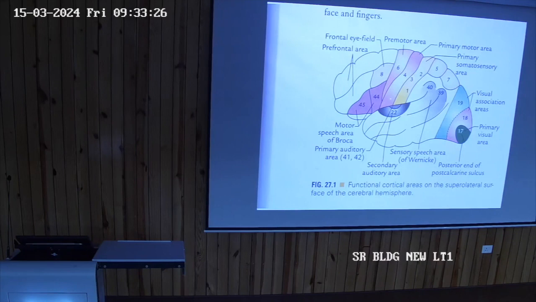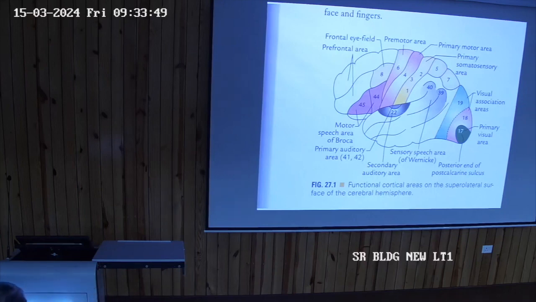The important part, look here, is area number 41 and 42 and area number 22. The area number 22 is named as the sensory auditory area. The primary auditory area is 41, 42.